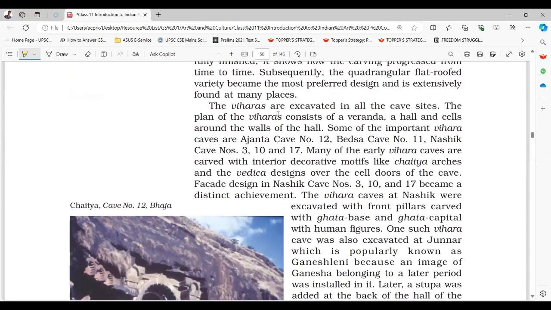The viharas are excavated in all the cave sites. The plan of the viharas consists of a veranda, a hall, and cells around the walls of the hall. Some of the important Vihara caves are Ajanta cave number 12, Bedsa cave number 11, Nasik cave number 3, 10, and 17. Many of the early Vihara caves are carved with interior decorative motifs like Chaitya arches and the Vedika designs over the cell doors of the cave.